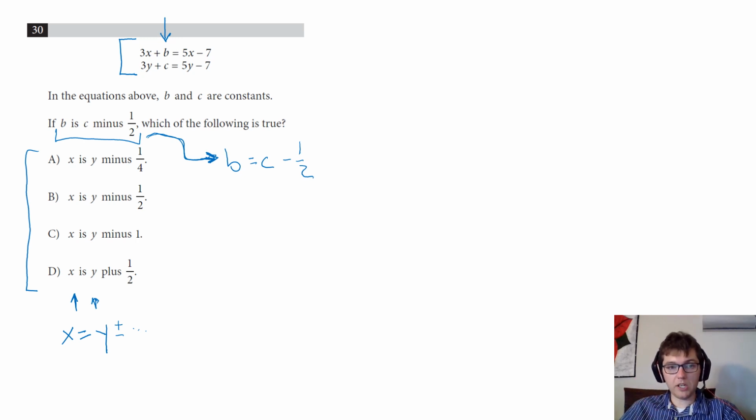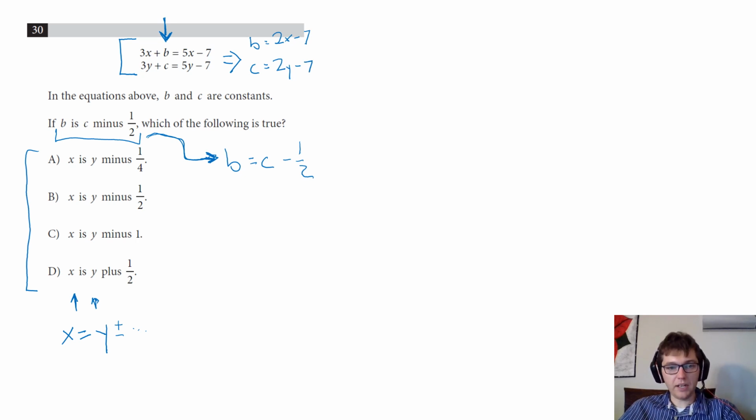Before we do that, let's rearrange these equations a little bit to make our lives easier. Specifically, solve them so that B and C is isolated on the left-hand side, so that you can eventually set them equal to one another by solving for C. I'll show that all in a little detail here. So subtract 3x from both sides on this top one. So you'll have B is equal to 5x minus 3x is 2x minus 7. And on the bottom one, subtract 3y from both sides. You'll have C is equal to 5y minus 3y is 2y minus 7.